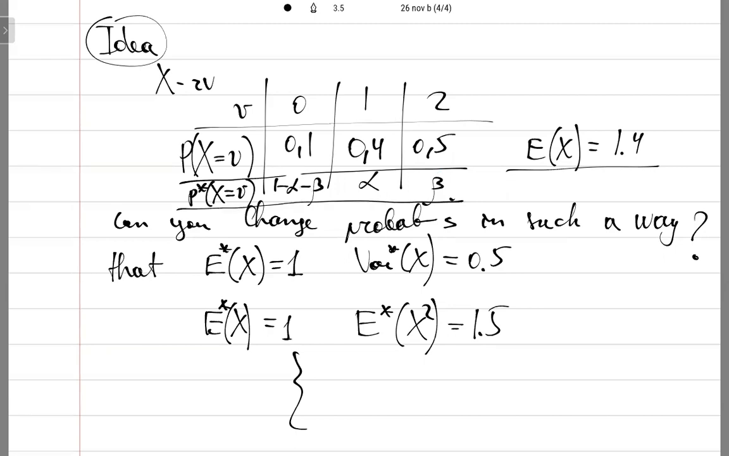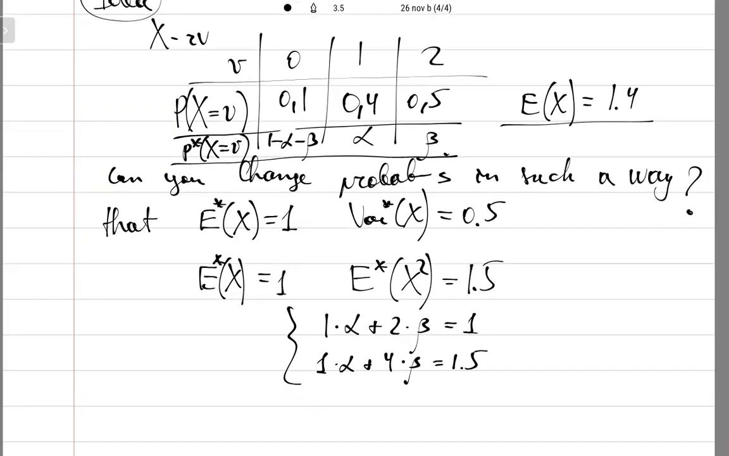Because in this case, the probability of x equals 2 should be negative. Why? Well, I got it from the equations. Let's check. Maybe, but let's try. So this will give me 1 times alpha plus 2 times beta should be 1. And this says to me that 1 times alpha plus 4 times beta should be 1.5.